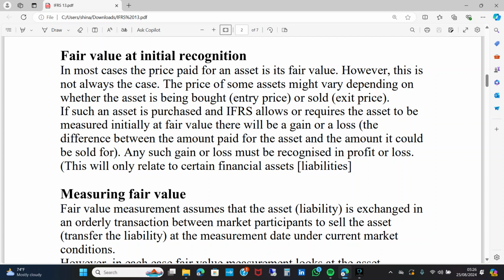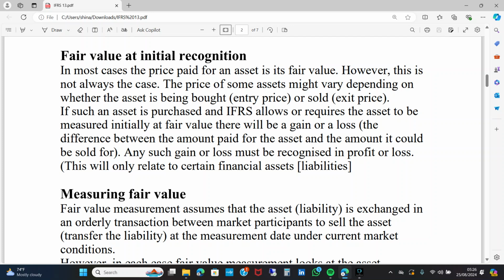So what am I going to do? I'm going to calculate a gain or loss. Have I made a gain or loss on that asset? Now let's look at it together. An asset that I will sell for 1,400, I bought for 1,600. Automatically I've made a loss on disposal of 200 naira, because what I am recognizing it at is lower than what I actually paid for it. So that's what we call fair value at initial recognition.